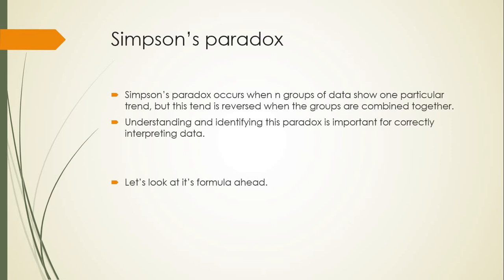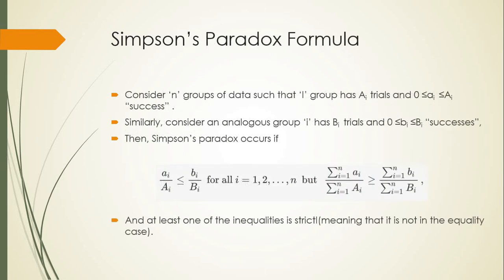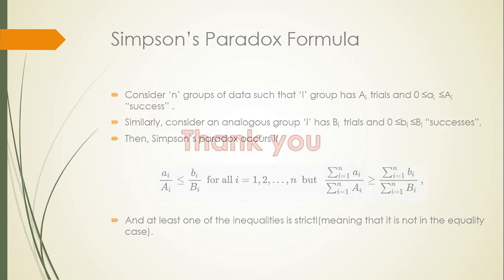Let's look at its formula. So consider n groups of data such that group i has Ai trials, and ai is between 0 and Ai, that is successes. Similarly, consider an analogous group i that has Bi trials, and bi is between 0 and Bi successes. Then Simpson's paradox occurs if the following is true: ai by capital Ai is less than or equal to bi by capital Bi, and at least one of the inequalities is strict, meaning that it is not the equality case.